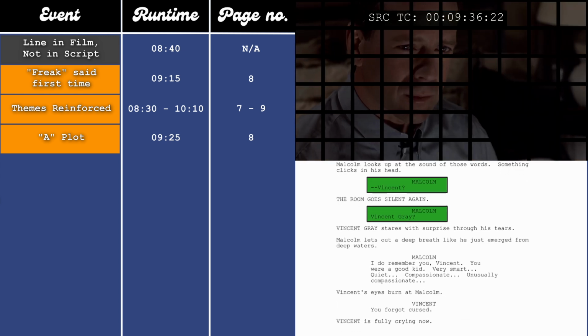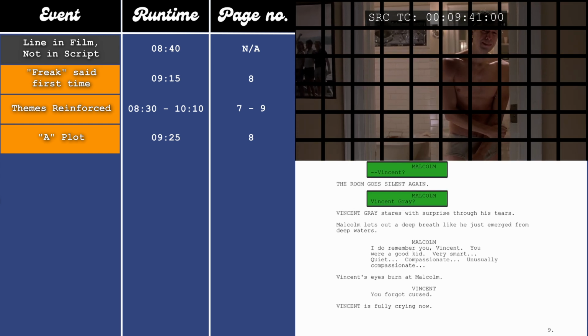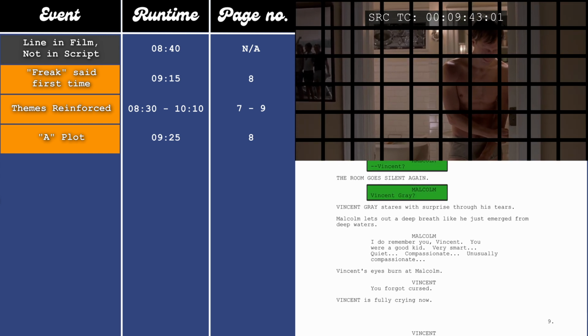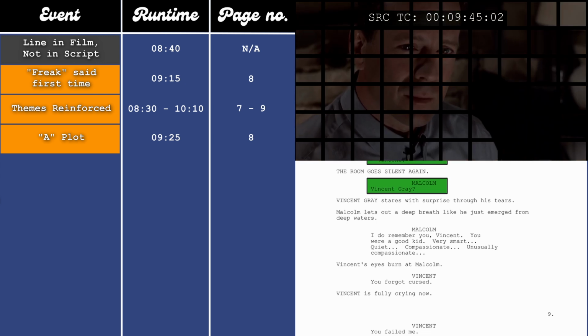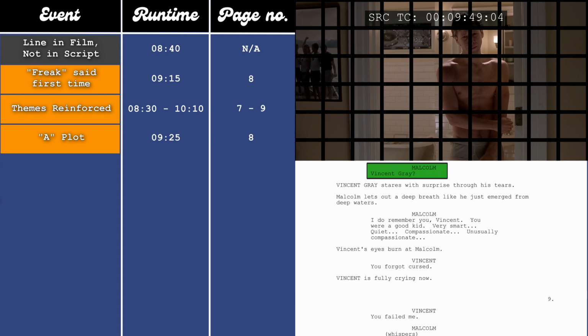I do remember you. This sets up Malcolm's failure, that he couldn't help Vincent back then, and things have just progressively gotten worse for him since, and Malcolm spends the rest of the film trying to redeem himself for this failure. That's the thing that drives the A-plot.